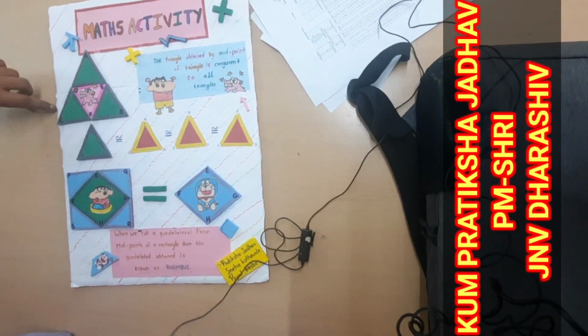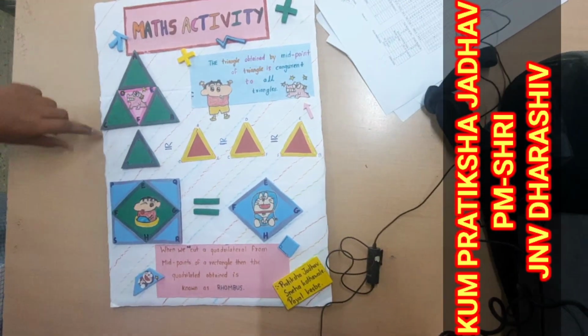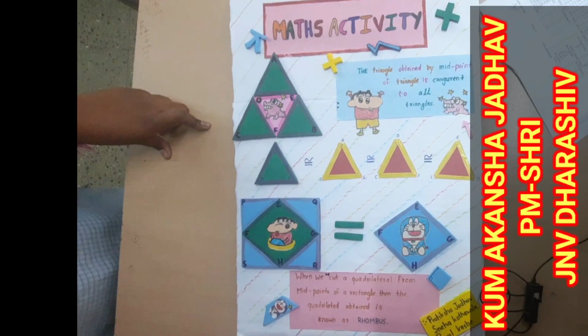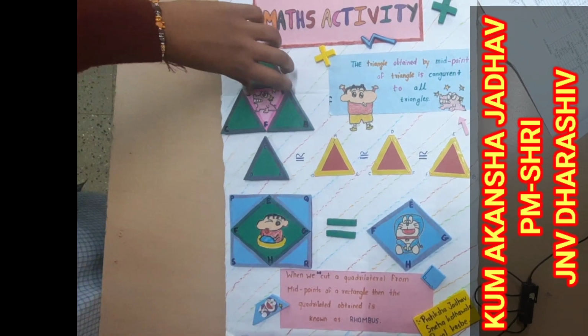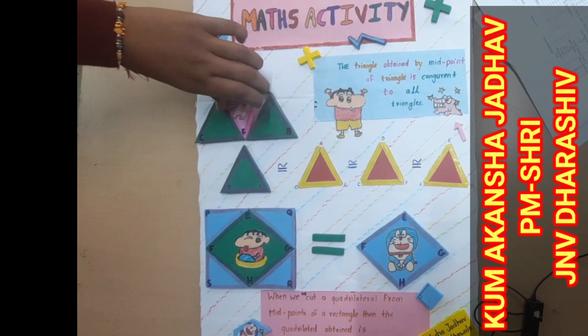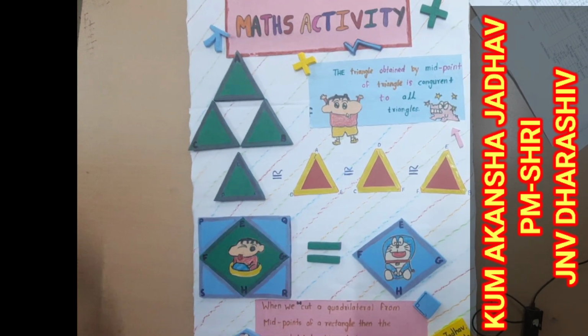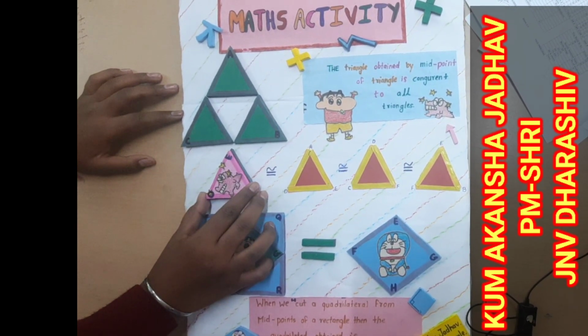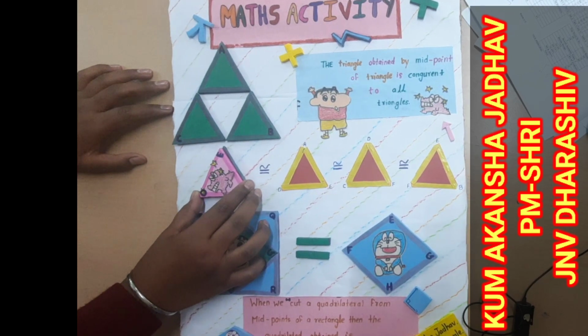D is the midpoint of AC, E is the midpoint of AB, F is the midpoint. The triangle obtained by the midpoints is EDF. And this is congruent to all the triangles.